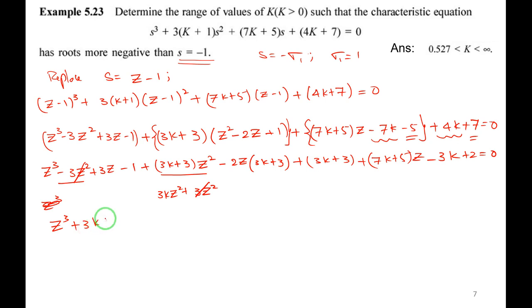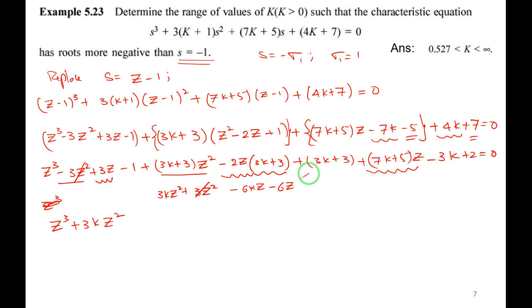3k z square. Next, z terms will separate out. This is a z term. This is also a z term. Okay, z terms, this one. So let me expand this. Minus 2 3 is 6kz. Minus 3 2 is 6kz. Minus into plus, minus 2 3 is 6z.